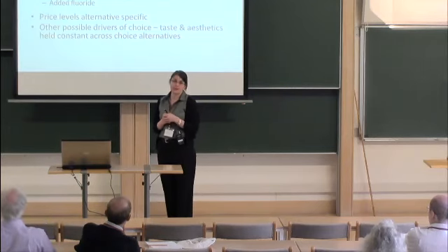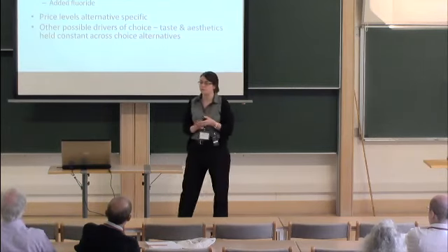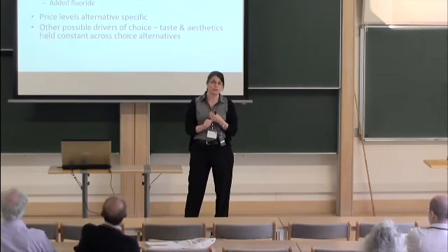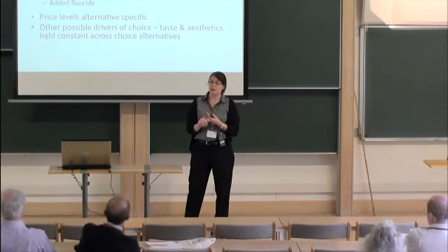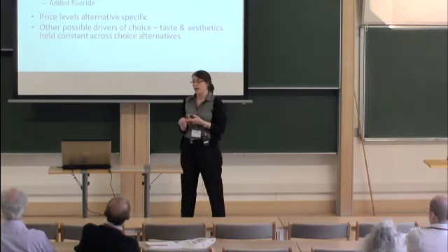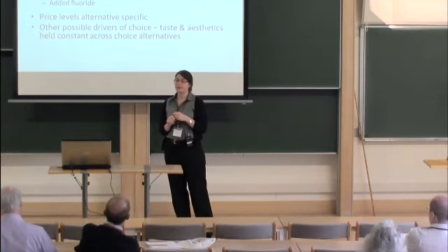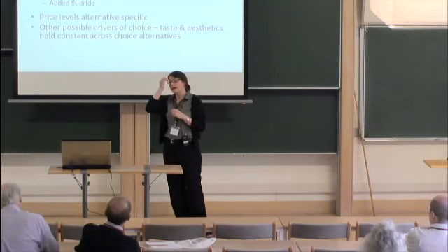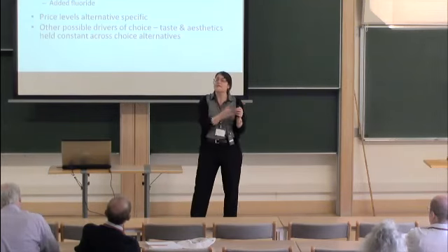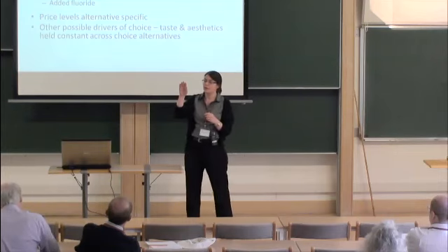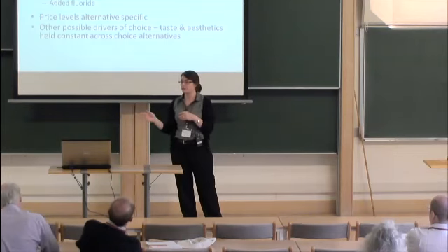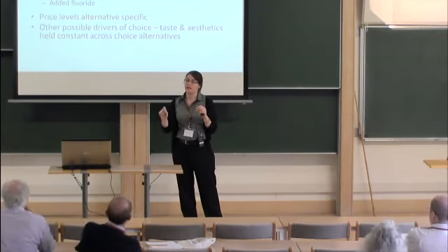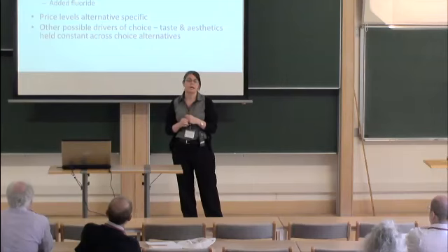So we have 6 attributes. We have 4 risk attributes, each with 4 levels: risk of microbial illness, risk of then dying from that illness, risk of bladder cancer, and the risk of dying from bladder cancer. Then price, and whether or not fluoride was added, yes or no. The price levels were alternative specific. So each alternative had these same attributes, but the price attribute differed across alternatives.